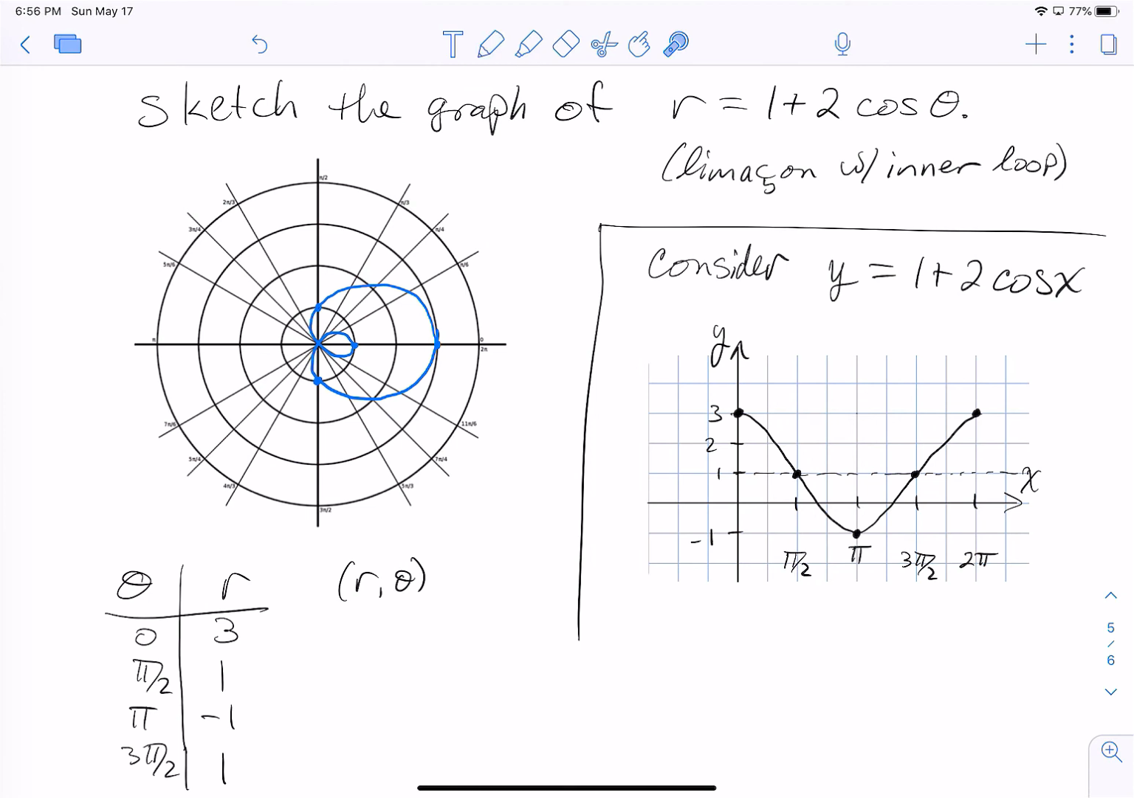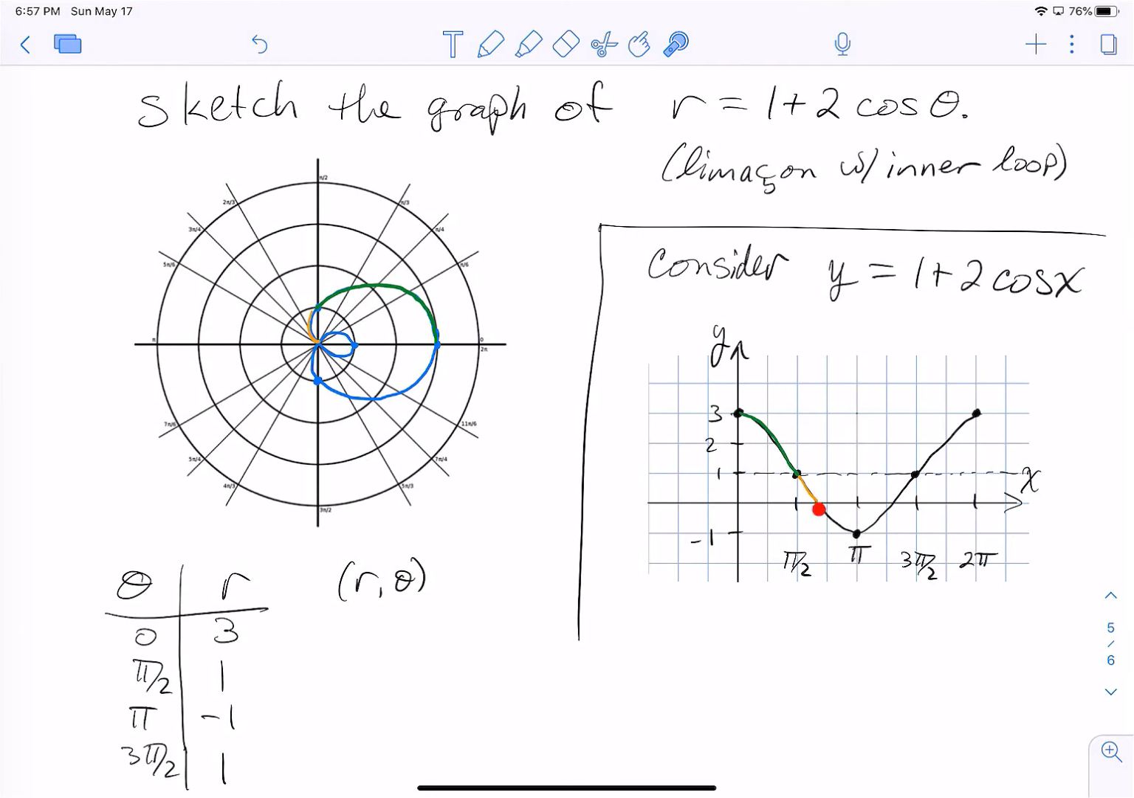Now, the angles from 0 to pi over 2 in this xy plane correspond to the angles from 0 to pi over 2 on the polar grid. So we go from 3 down to 1. And so in the polar grid, that corresponds to 3 down to 1 for the radius. Continuing on, we go in the xy plane from 1 down to the x-axis. Now that'll correspond to this little itty bitty bit here where we've gone from 1 down to the pole. Remember, the radius at the pole is 0.